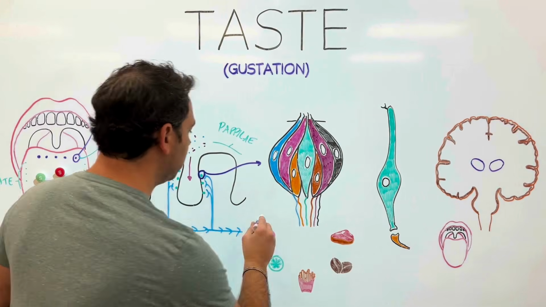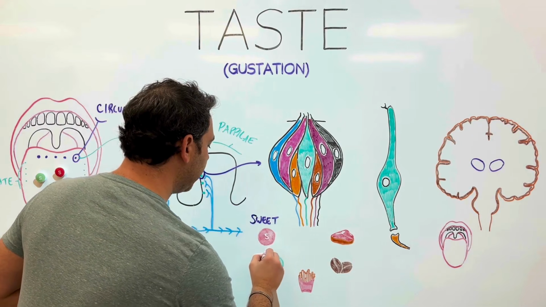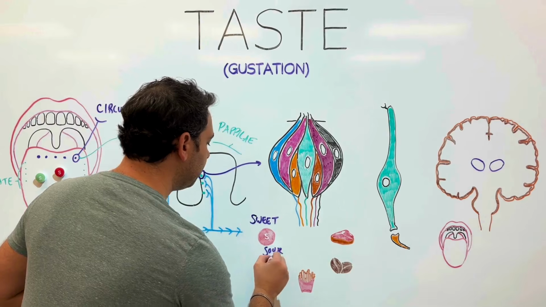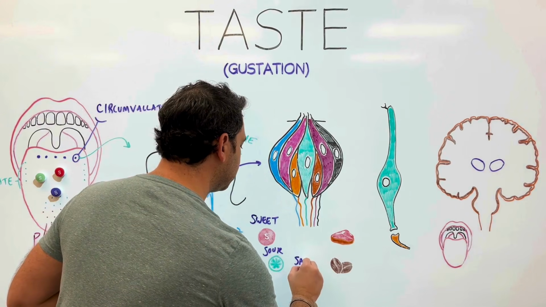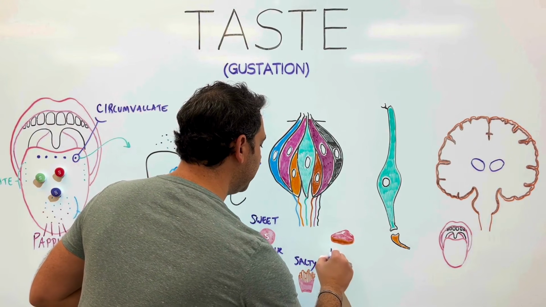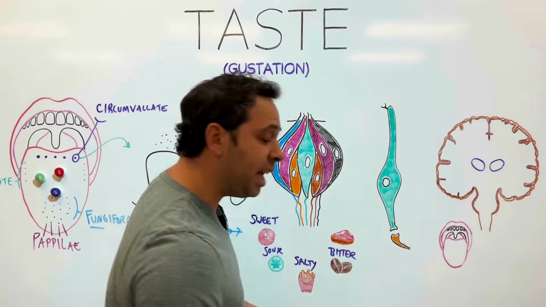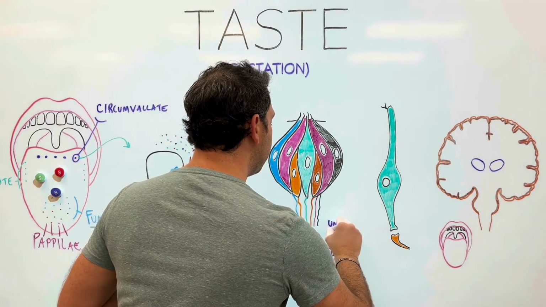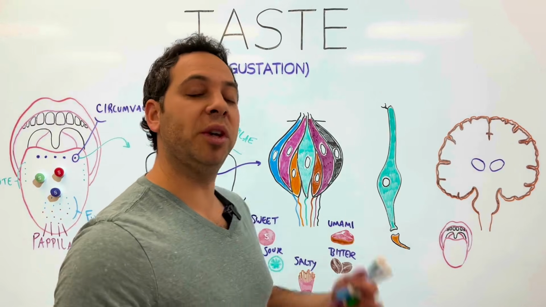Let's review them together. We have things like sweet. What else do we have? We have sour, maybe fruits like limes and lemons. We have salty, saltiness. We have bitter. Here's my coffee grain. And we have something called savory, also known as umami. Things that are savory like meat and cheese and soy sauce.